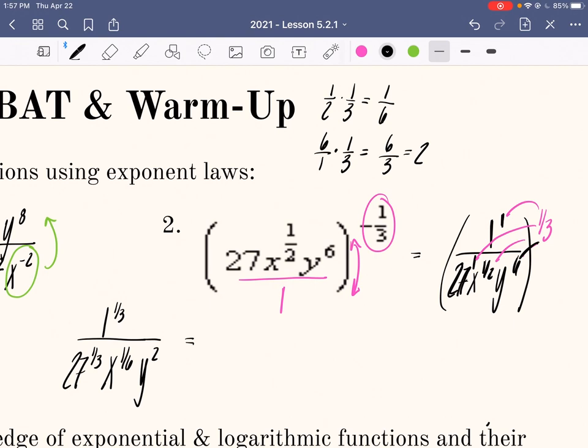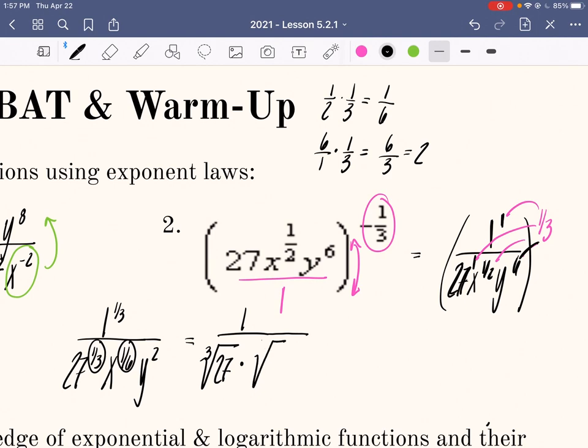Okay, now 1 to the power of any number is just 1. So 1, any number of times you're going to multiply it times itself gives you 1. And then when I have a fractional exponent, reminder, I can rewrite this as a radical symbol. So this becomes cube root of 27 times, same thing here, this is to the power of 1/6.